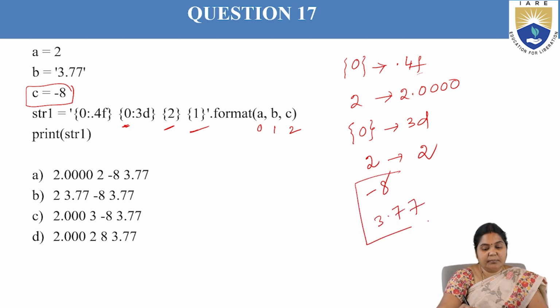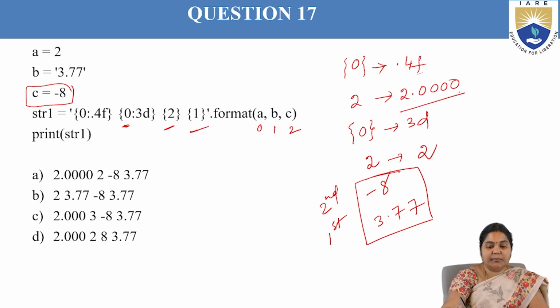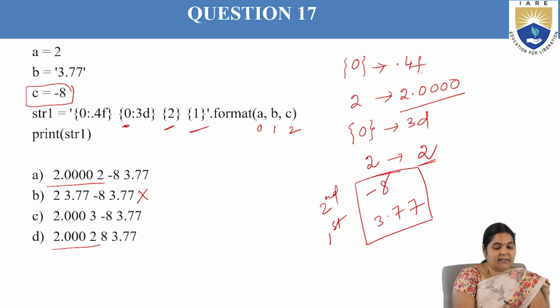So these two arguments have not changed. This is the second argument, this is the first argument. No change in that. Only the zeroth argument has been changed. So in the zeroth argument, the first value will be 2.0000, the second value will be 2. So where is it? This is incorrect, you have to remove it. So where 2 is there, you check it out. So options are this and this one. Next, -8 should come. Here +8 is there, so this is eliminated. This is also eliminated. So here this is the correct answer.